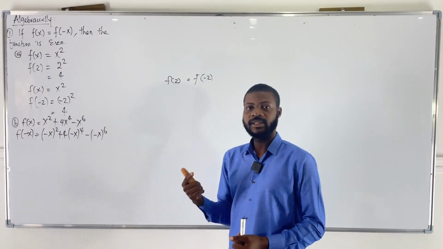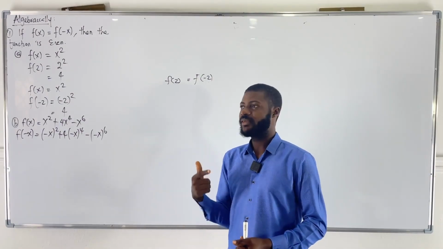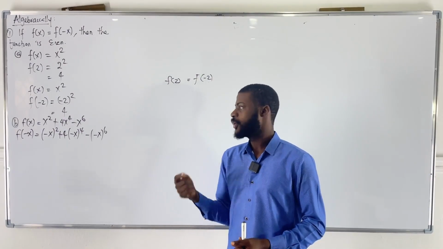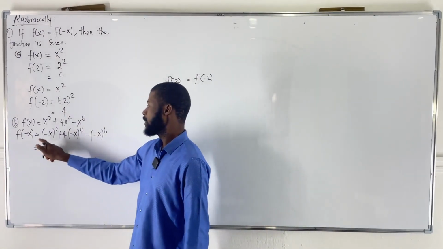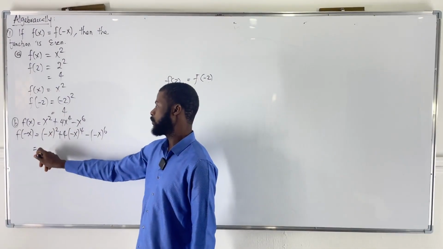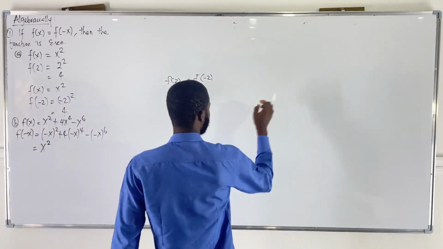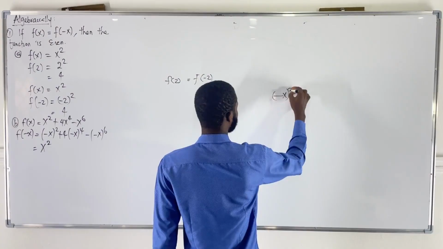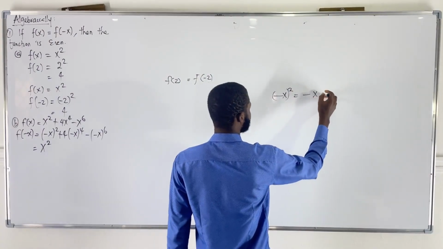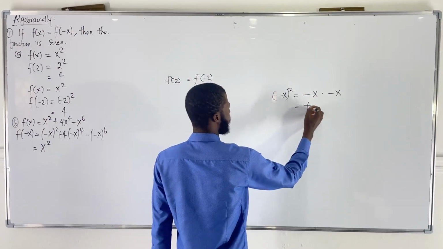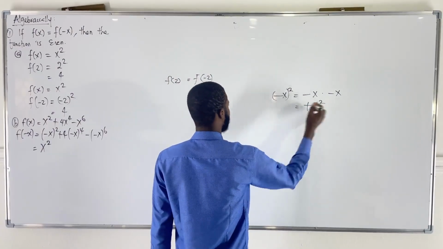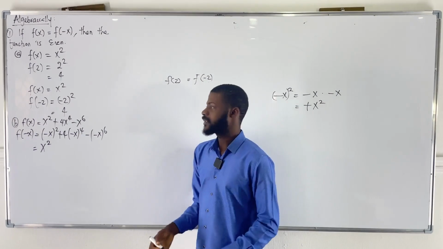If you take the square, the fourth root, the sixth root, your answer will always be positive. So in this case, minus x to the power of 2 will give us x squared, because minus x all to the power of 2 actually means minus x times minus x. So minus times minus is plus, x times x is x squared. So that's why it's that.